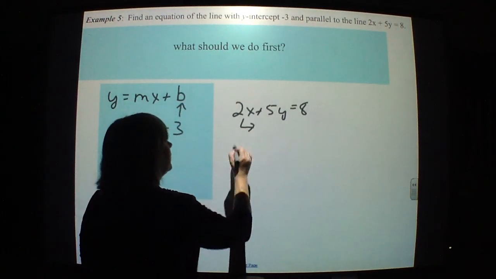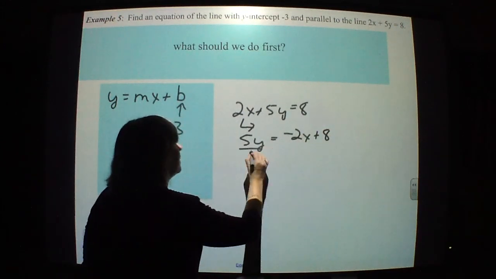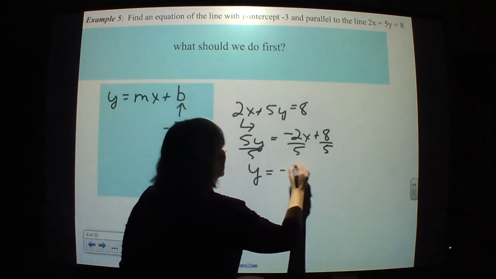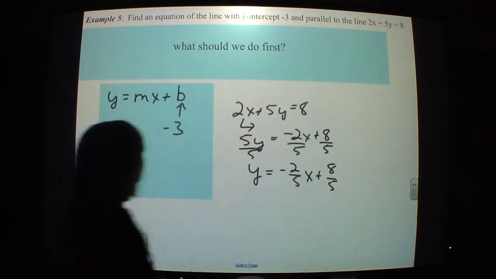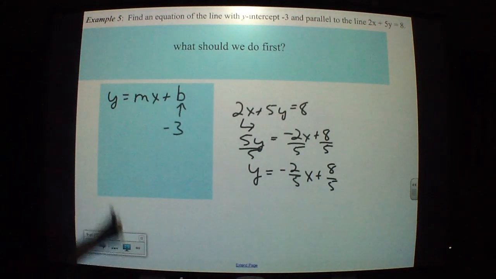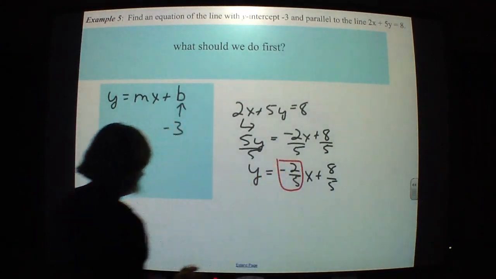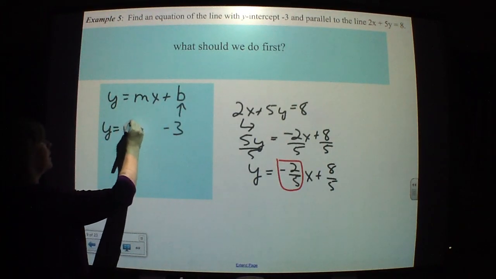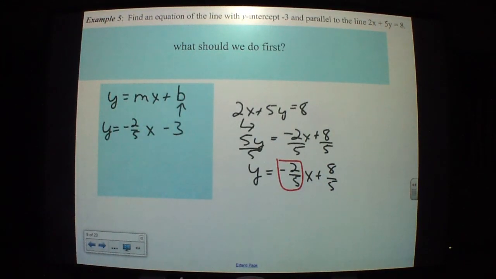So I'm going to move these over to the other side. So I have 5y is equal to negative 2x plus 8, divided by 5, and I have y is equal to negative 2/5 x plus 8/5. So now I know what my slope is. So let's plug it in the equation. Y is equal to negative 2/5 x minus 3. There's your equation in the slope-intercept form.